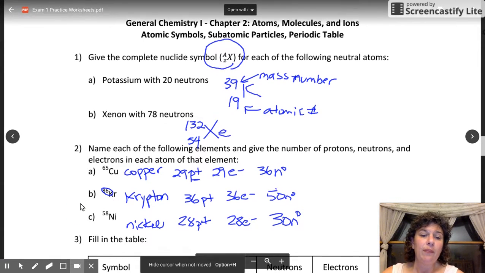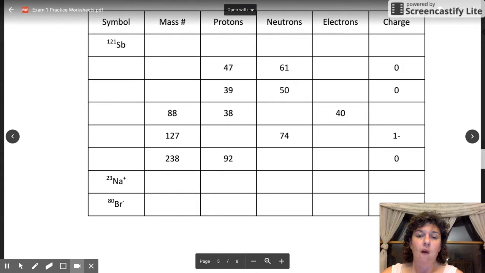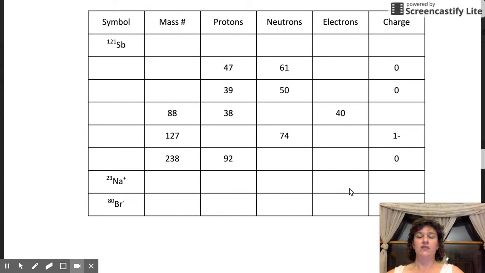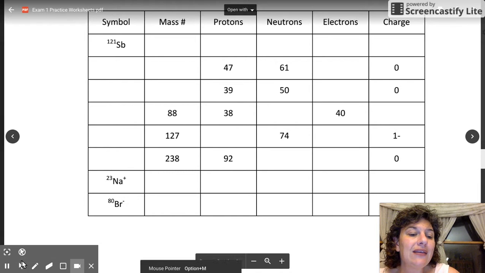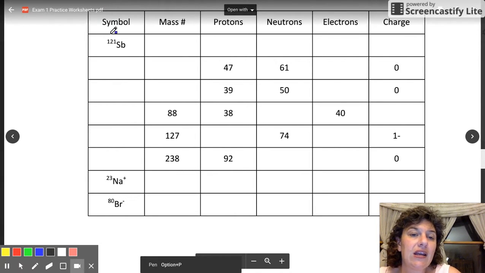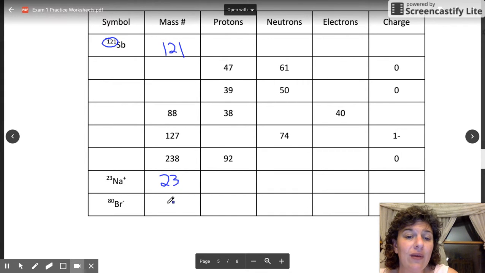We're going to move up, and then we're going to fill in this table. Our mass number, as you see, is going to be this number up here. For every mass number, we can just fill it in right now. 121, we have 23 down here, and then we have 80 down here. That's our mass number, always in the top corner there, okay?